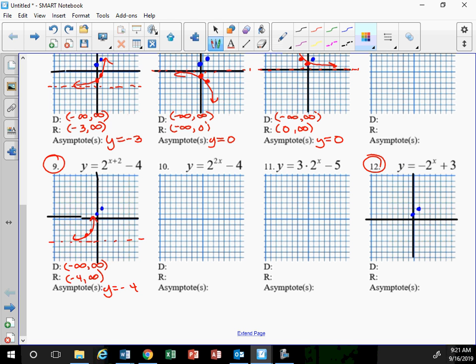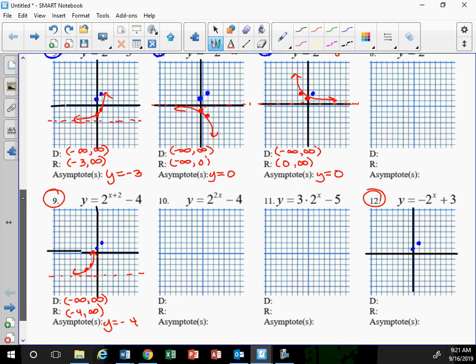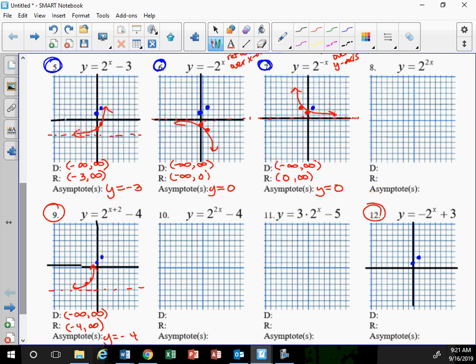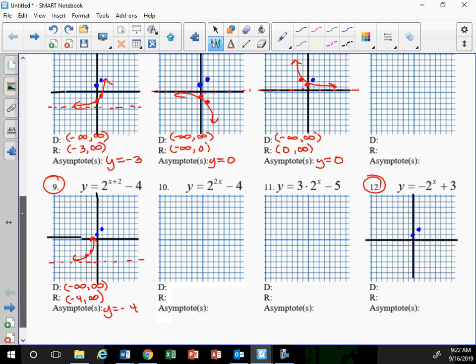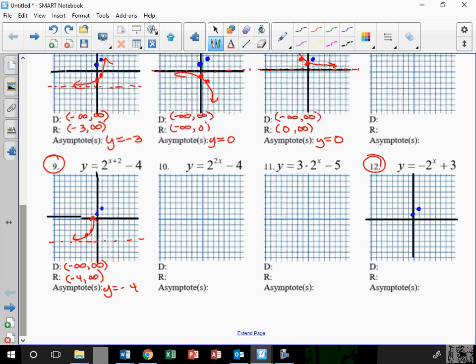Okay, 12 is the weird one, right? You got this negative going on. So, the negative out in front, realize that the first thing that's going to happen is that it's going to look like number 6, like it gets flipped over the x-axis. So your graph is now going in a different direction than it was initially. Then you shift it up 3. So you can even do it in 2 steps if you need to.